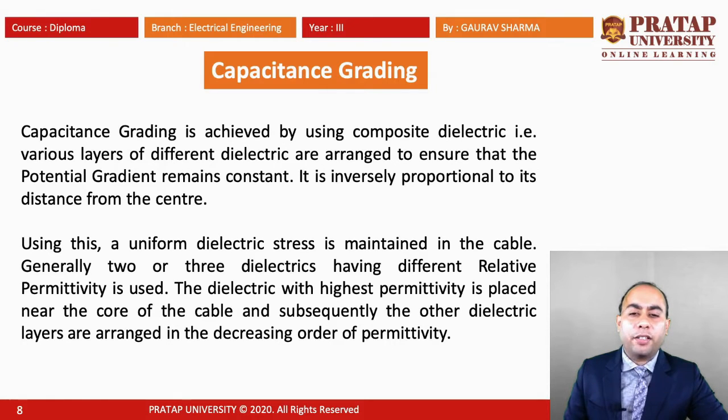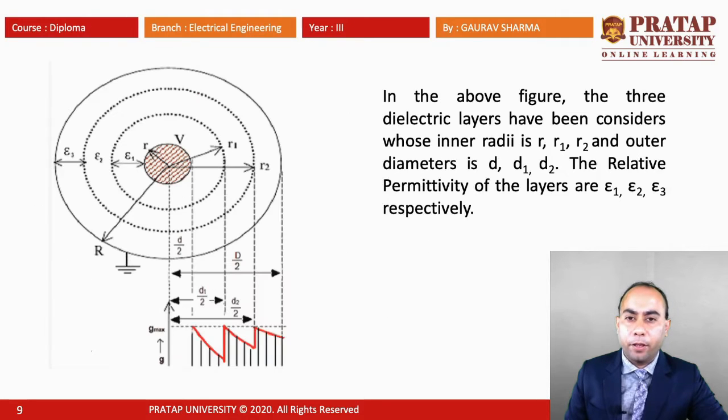A uniform dielectric stress is maintained in the cable. Generally 2 or 3 dielectrics having different relative permittivity are used, where the dielectric with the highest permittivity is placed near the core of the cable, and subsequently the other dielectric layers are arranged in decreasing order of permittivity. So here we have the cross section of the three layer cable.